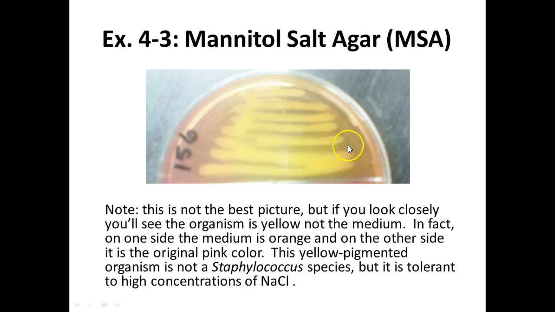So notice that this side of the plate is kind of orange because that pH indicator goes from pink, right, to kind of a reddish color. Orange is neutral, and then yellow is acidic. So the fact that this one is going from pink to orange, it's producing a little bit of acid, so it's fermenting a little bit of the mannitol.